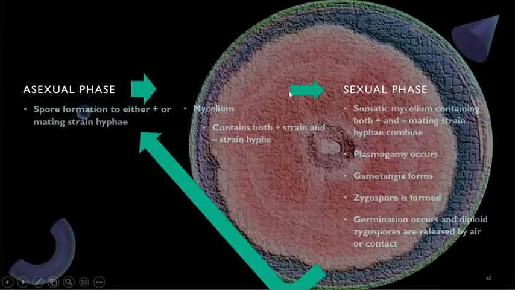All right, and this will form mycelium. Okay, the mycelium will then have a sexual life cycle within its body, within its mycelial structure. The somatic mycelium containing both positive and negative strain combined, this combination will then result in plasmogamy, and then obviously it will form a germ, and the germ again, by the process by which it can spread through the environment, is through the release of a diploid zygospore, which are released through air or contact.